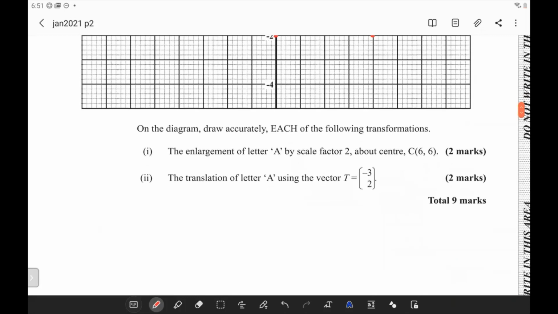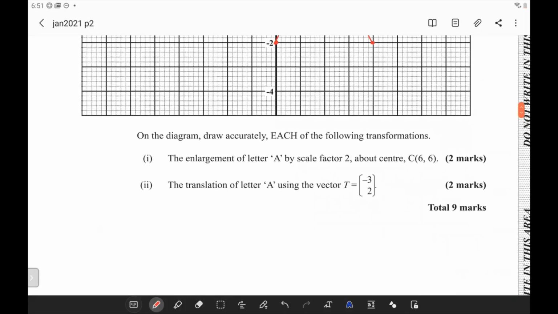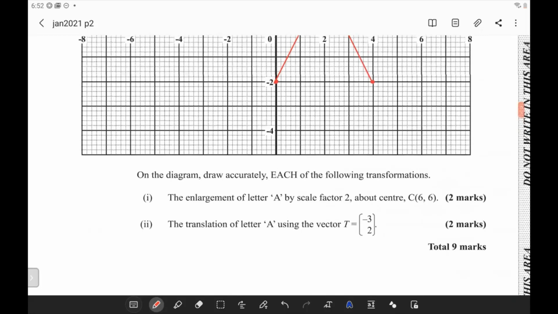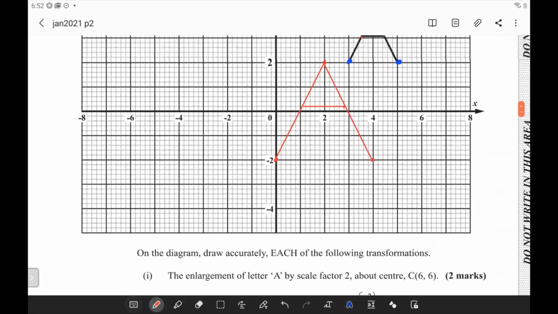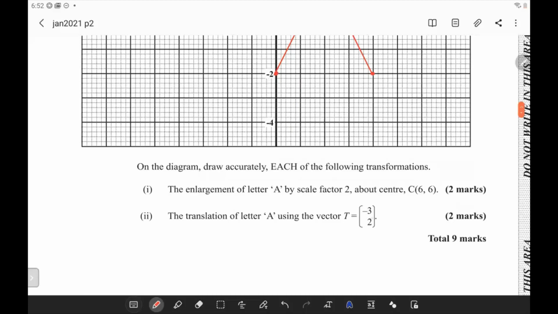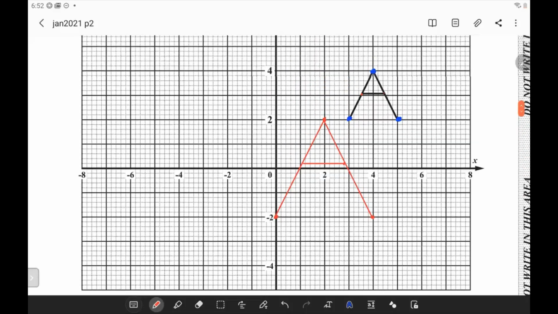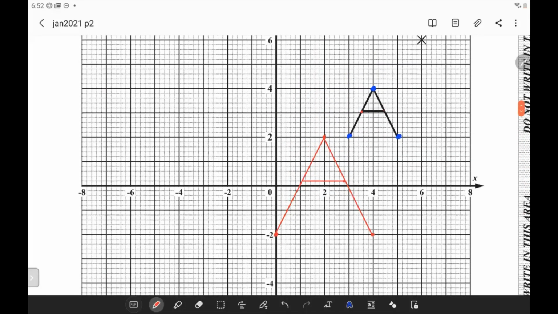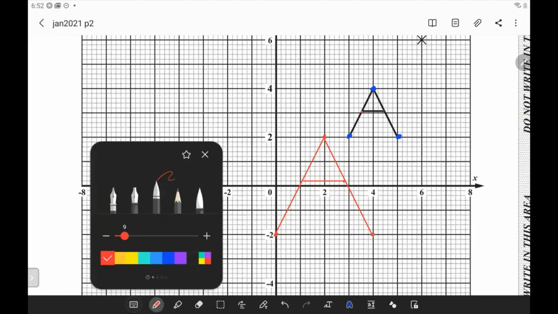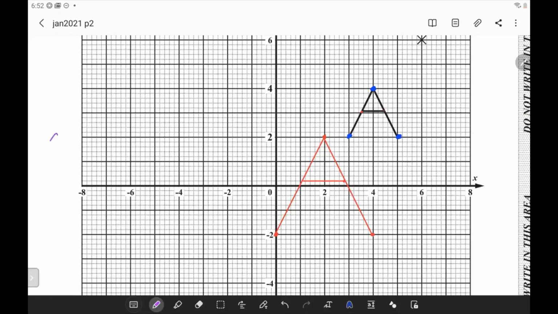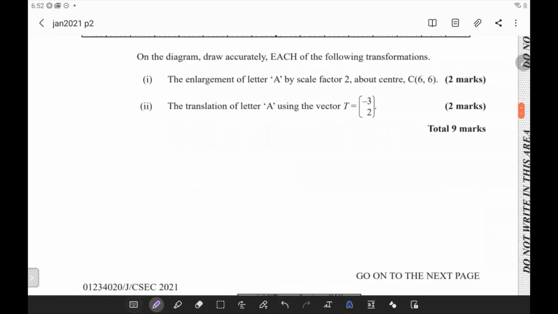So the translation of the letter A using the vector -3, 2. Remember, our translation only shifts it. So what this tells us is shift it 3 across and 2 up. So 3 across would be 1, 2, 3. Allow me to use a different color. I hope purple is visible. So 3 across, 1, 2, 3. So that's this point.